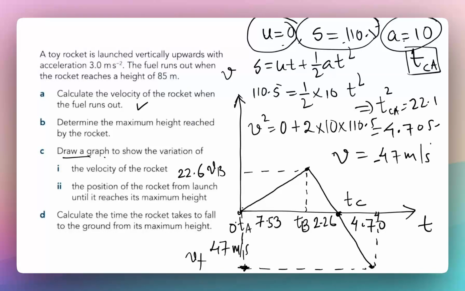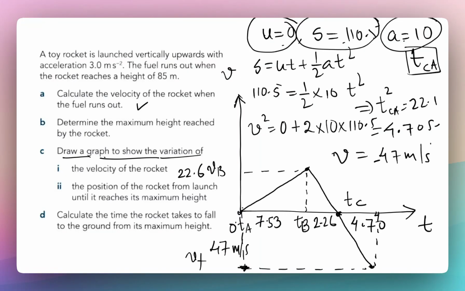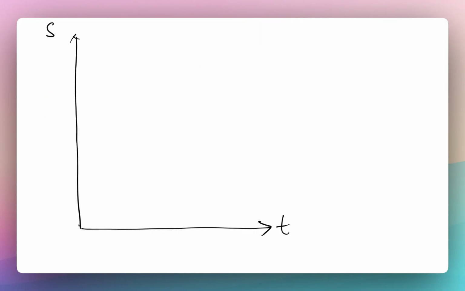It's asking in the part C2 is the position of the rocket from the launch until it reaches the maximum height, right? So how the position will change till it reaches the maximum height. That's fine. Position time graph. So for that, we have S, T, and we have to draw the position time graph till the time the object reaches the maximum height, right? So we know how much time it is going to take the object to reach the maximum height, which is here 7.53 seconds. Okay, so this is going to be 7.53 seconds.